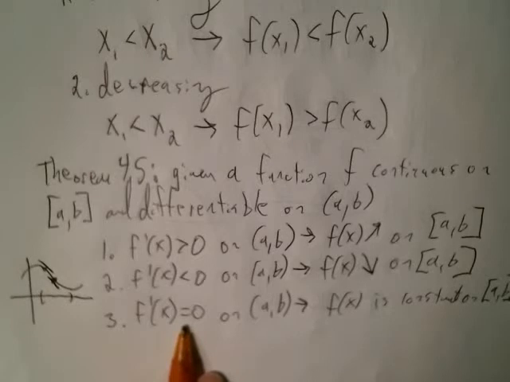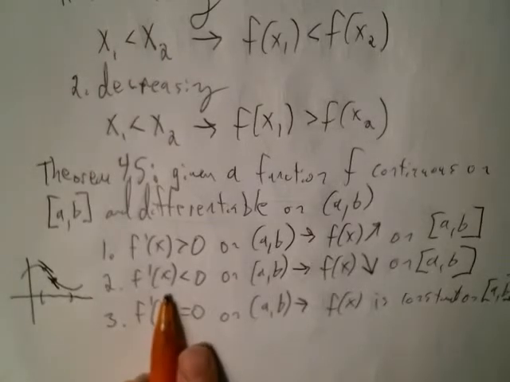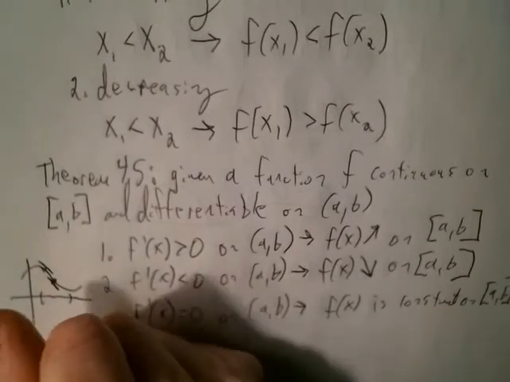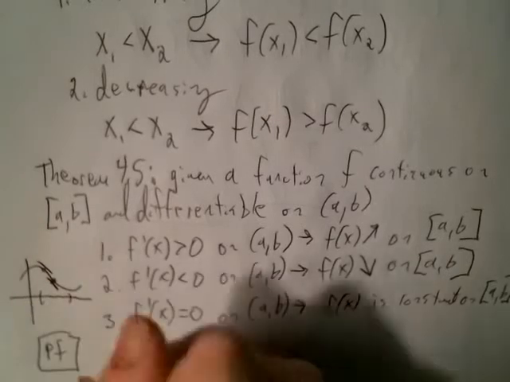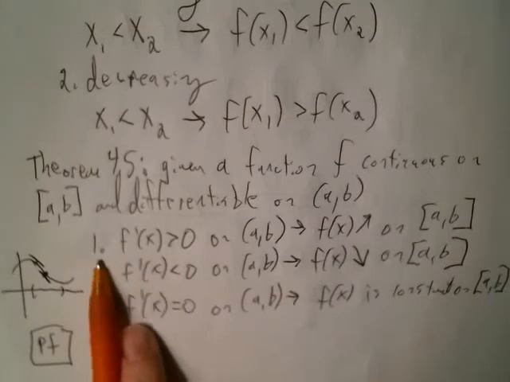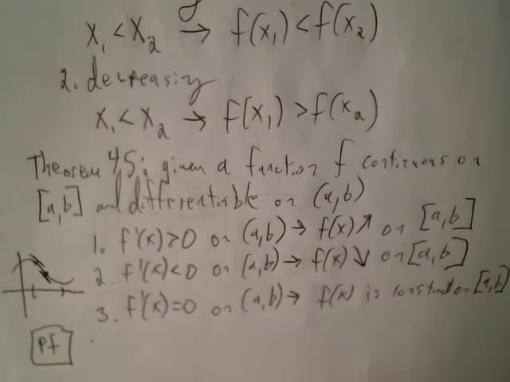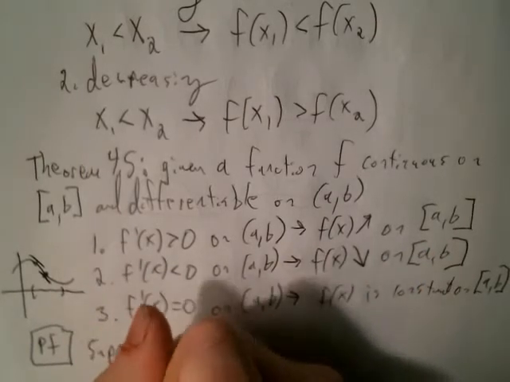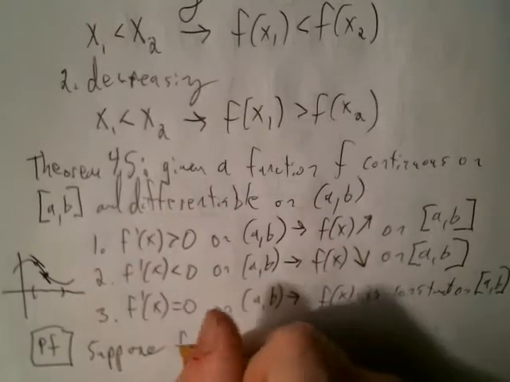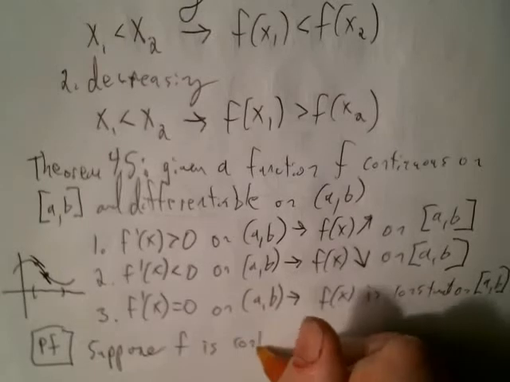So for theorem 4.5, if the derivative is positive, it's increasing. If the derivative is negative, it's decreasing. If the derivative is 0, it's constant. And we can use the mean value theorem to prove this material. So first, proof, let's just look at this first line. We're supposing all of this material.